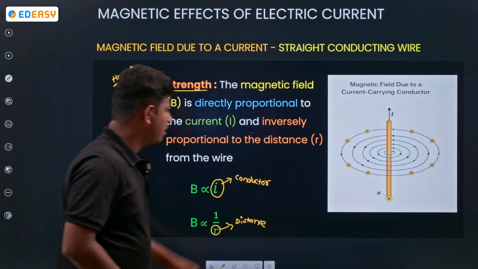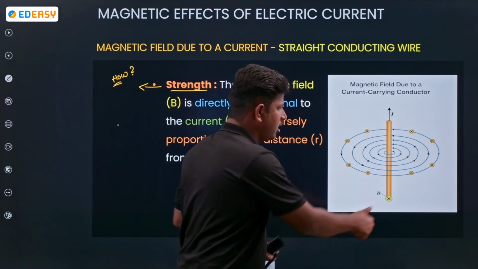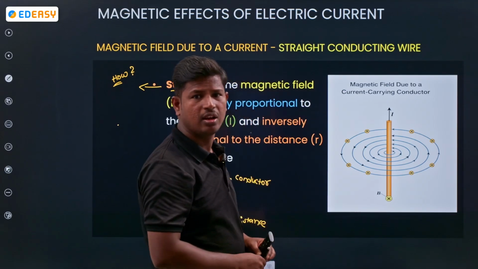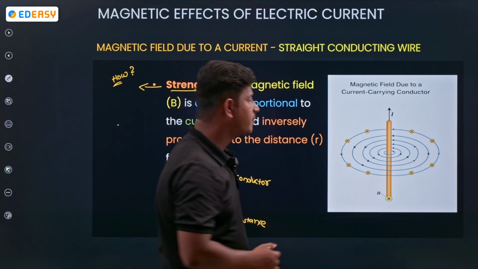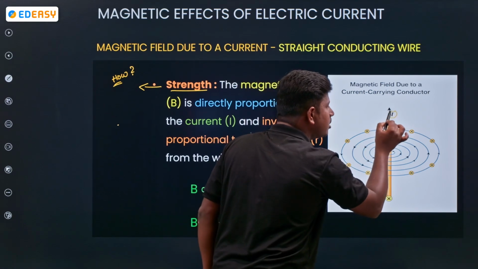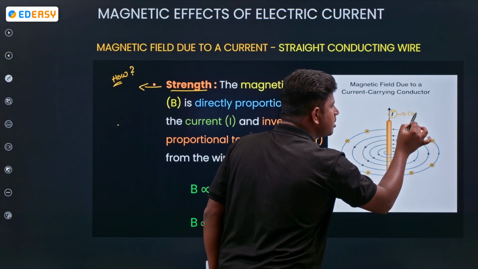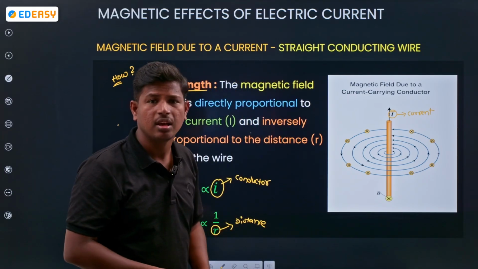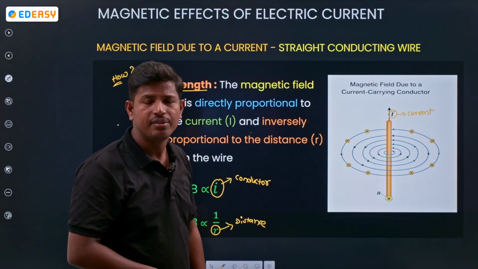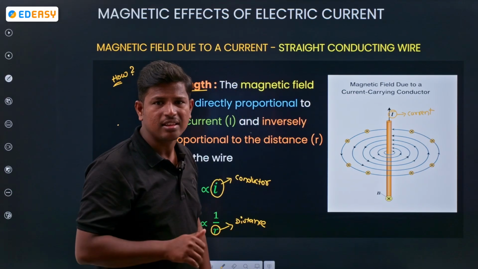See, for example, I am taking a conductor here. Which direction is the current? Upward direction. The current is in the upward direction. Now, how can we represent the magnetic field? Which rule do we have to follow? The right hand thumb rule only.